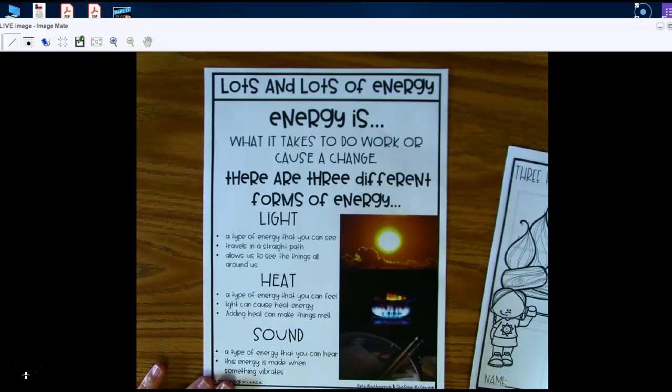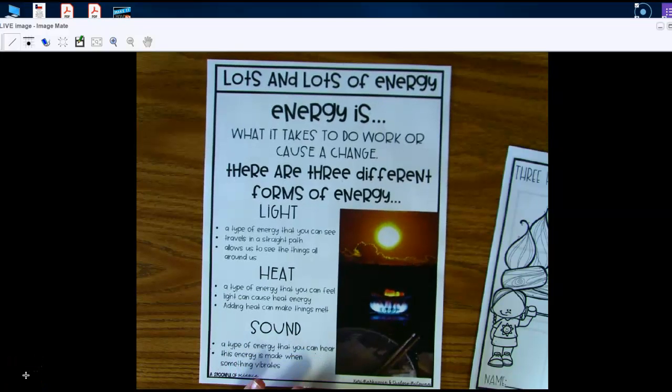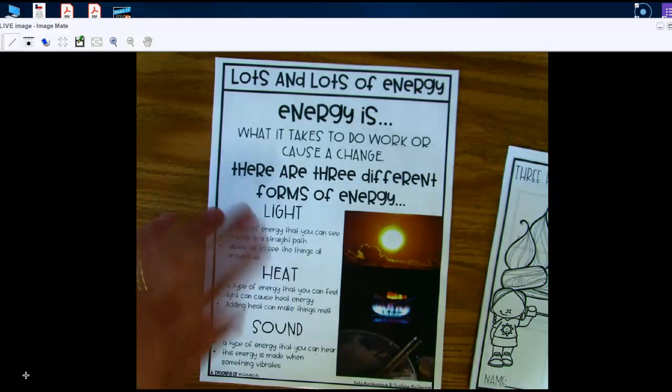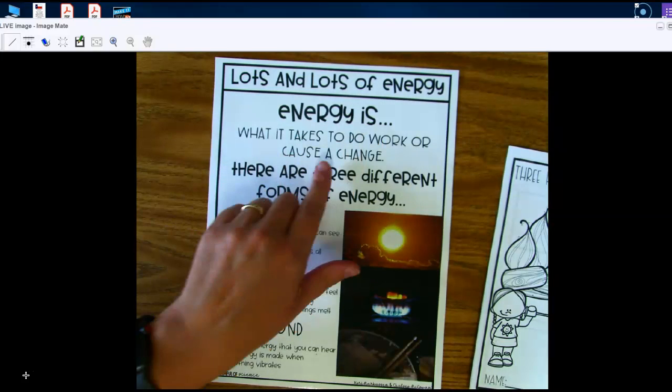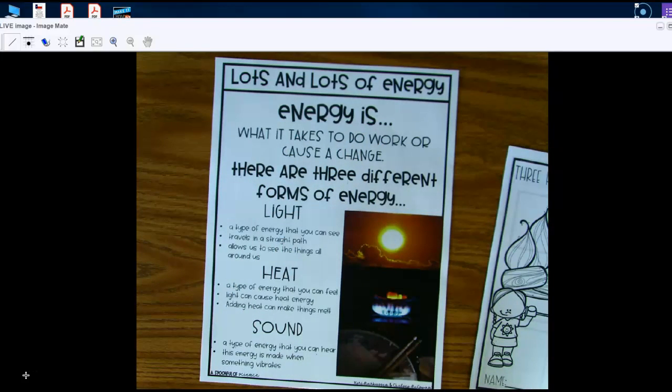Energy with Miss Shoemaker. And today we're going to be learning about energy, and there's 3 forms of energy. We're going to talk about the 3 forms of energy, and then next week we're going to talk about each one on different days so that we can learn all about energy. So there's lots and lots of energy all around us. Energy is what it takes to do work or cause a change. So you have to have energy to do work or make a change happen.